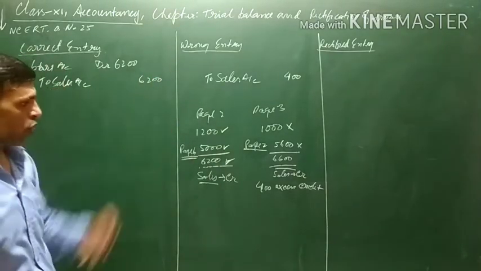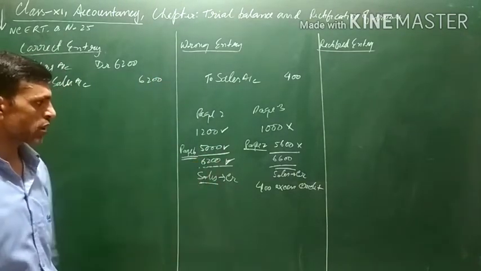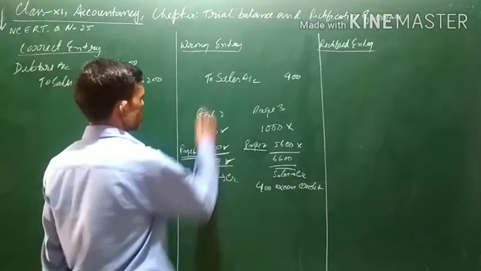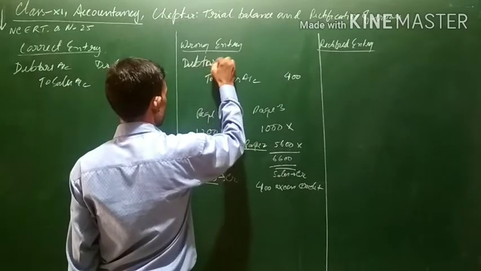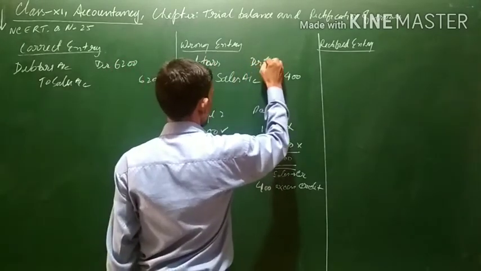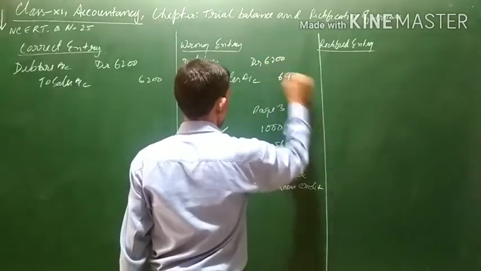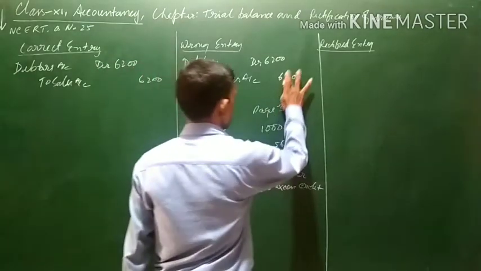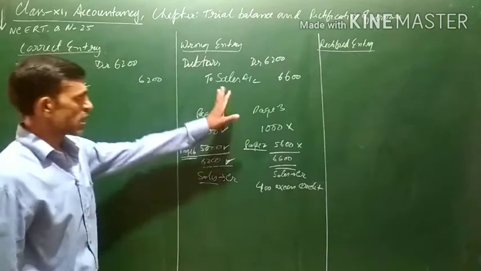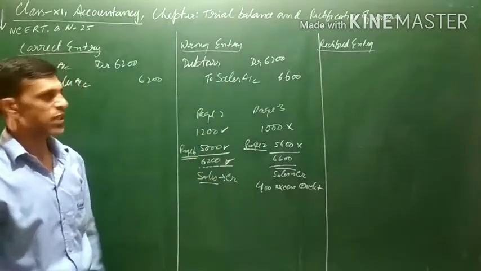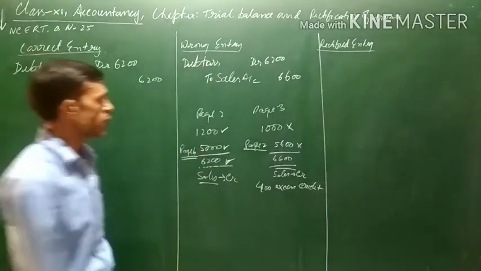But the sales has wrongly been recorded at 6,600. So here you can write: debtors account debit 6,200 to sales 6,600. Means in the sales account this recording was wrongly done.